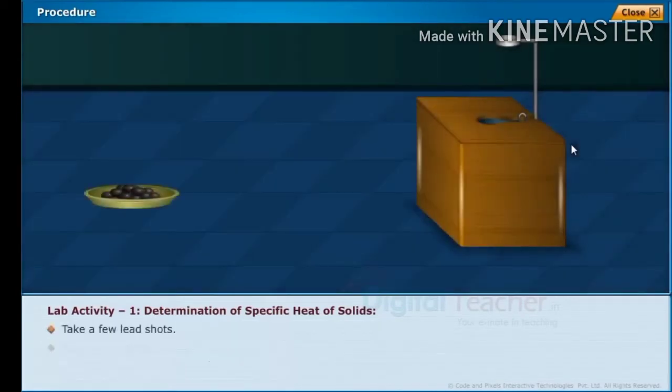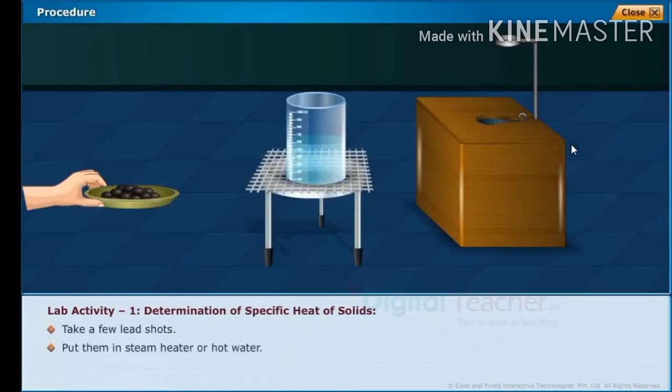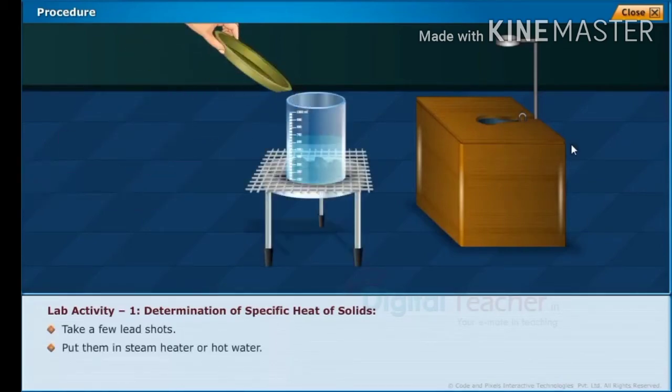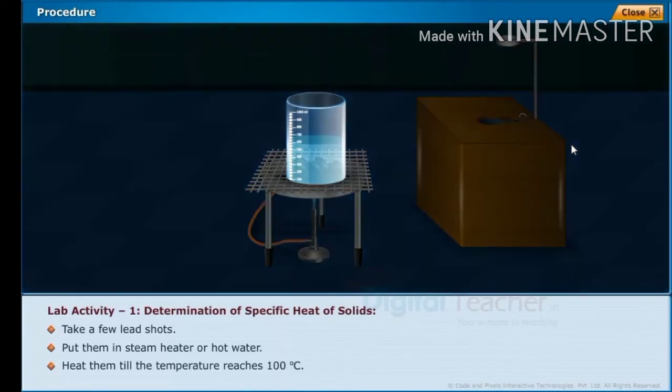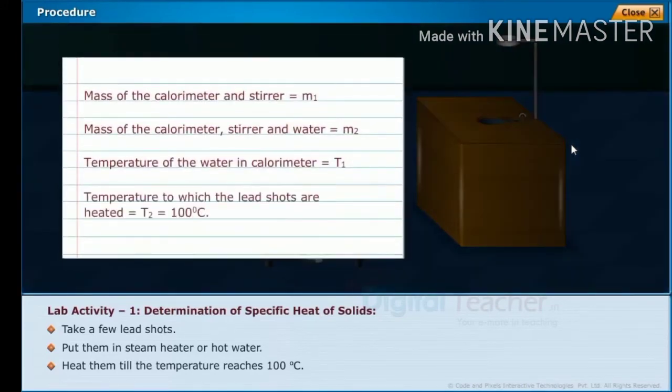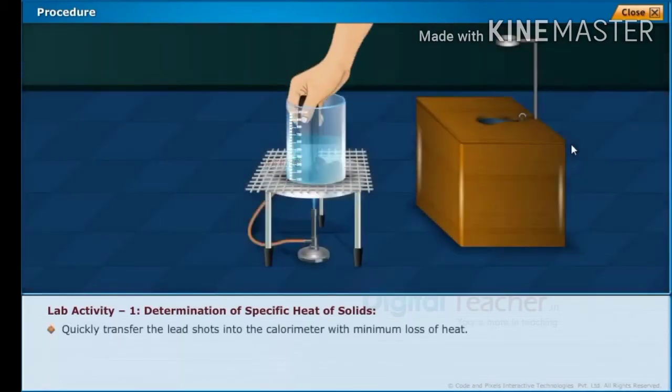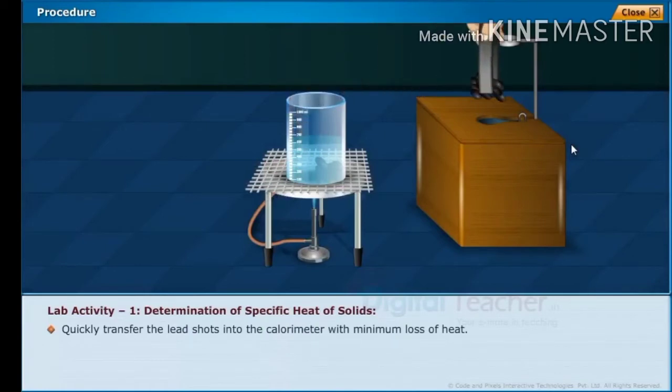Take a few lead shots. Put them in a steam heater or hot water. Heat them till the temperature reaches 100 degrees Celsius. Quickly transfer the lead shots into the calorimeter with minimum loss of heat.